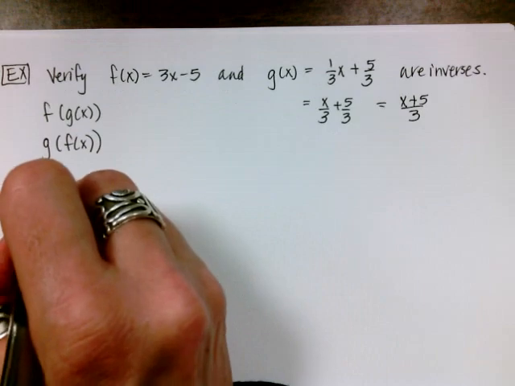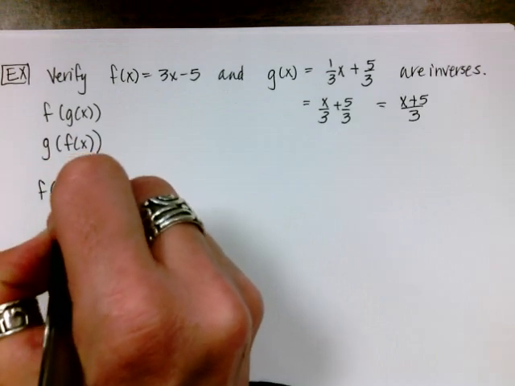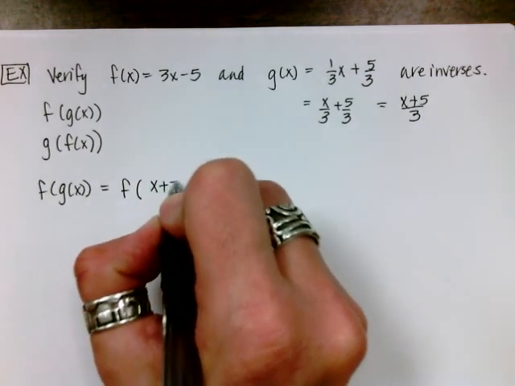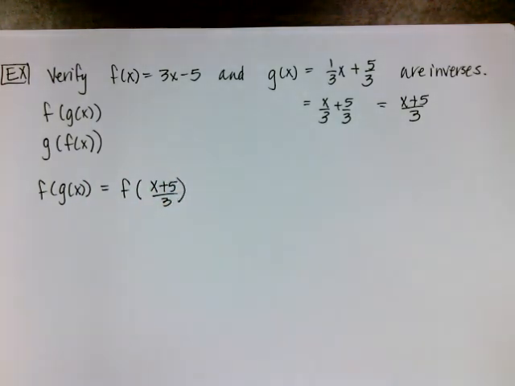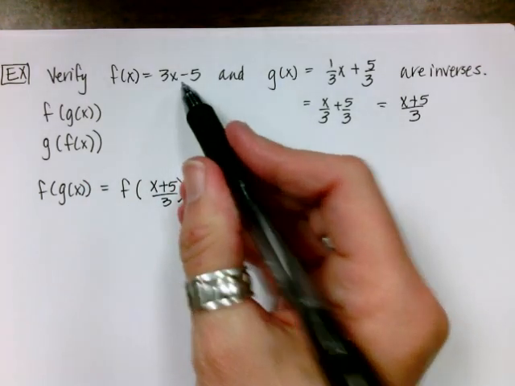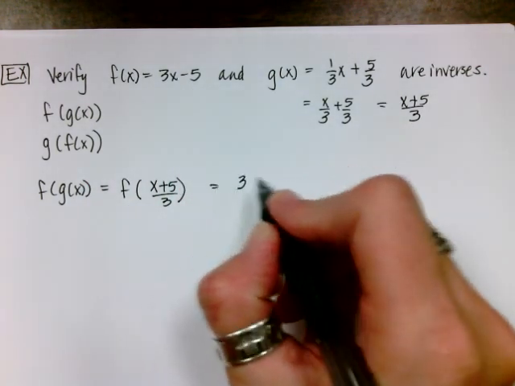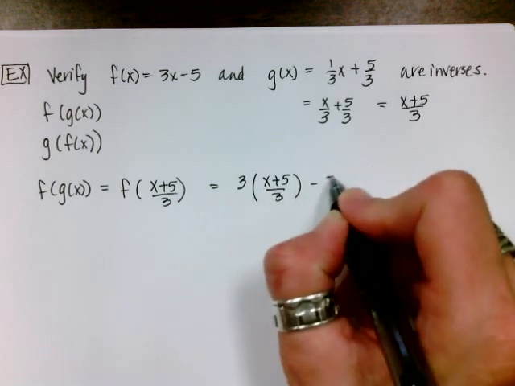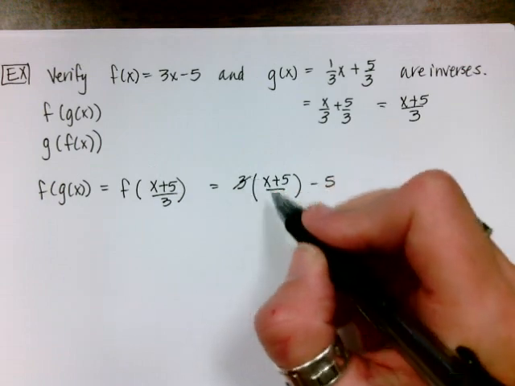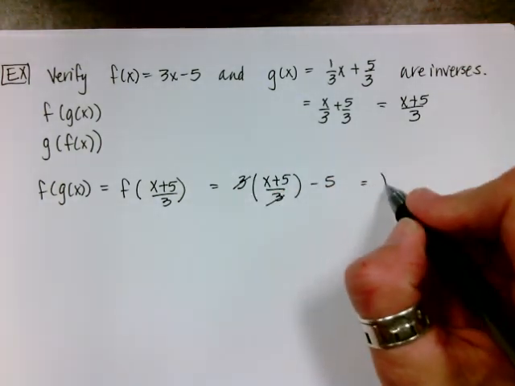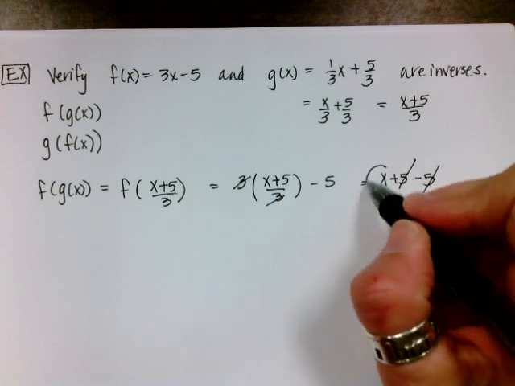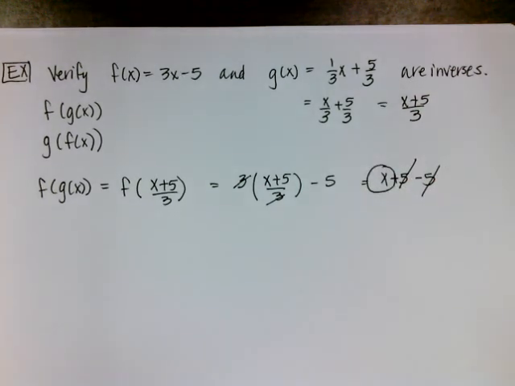All right, so let's do f of g of x first. So that means that my g of x is going to be x plus 5 over 3. Now I'm going to substitute that back into my f of x, so I'm going to have 3 times x plus 5 over 3 and then minus 5. Well, notice that the 3's cancel, and I'm left with x plus 5 minus 5. The 5's cancel, and I'm left with x. So that's very nice. So f of g of x gave me x.